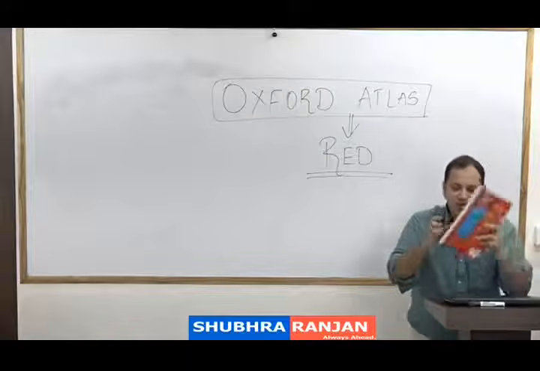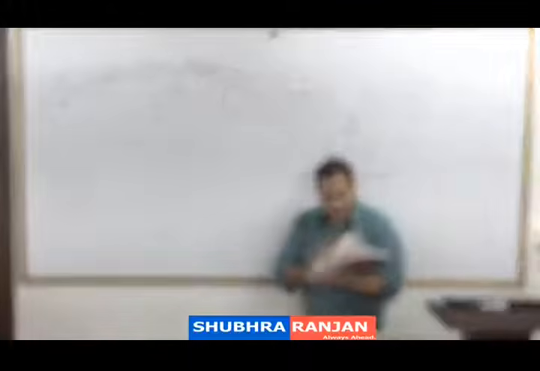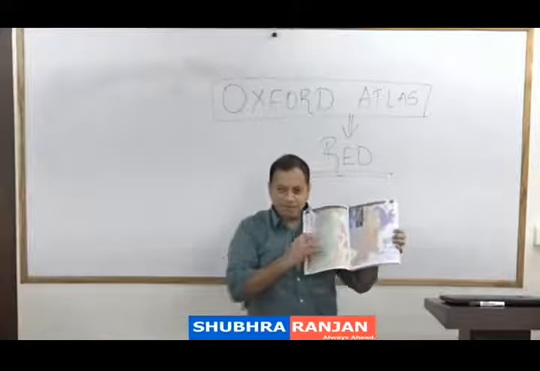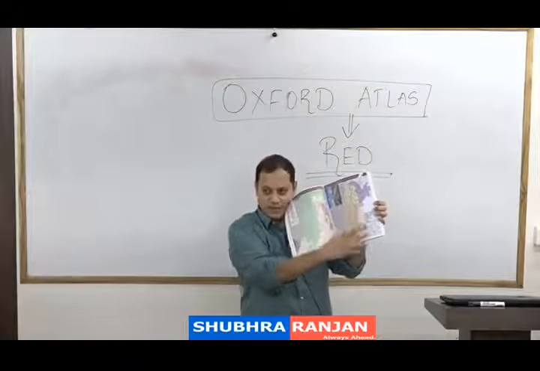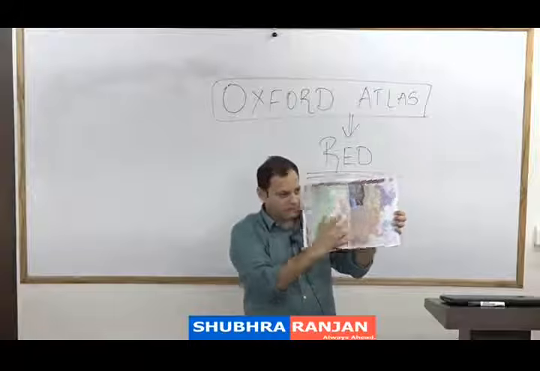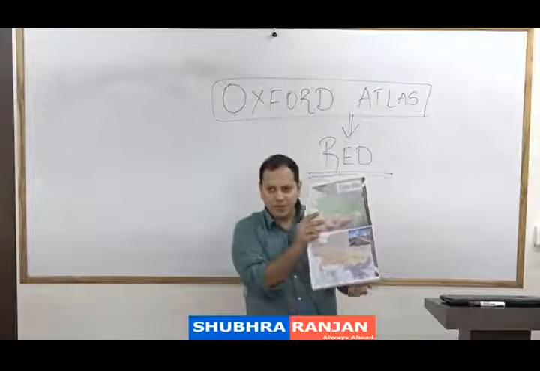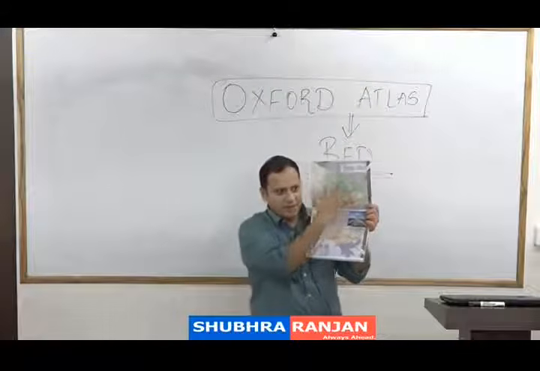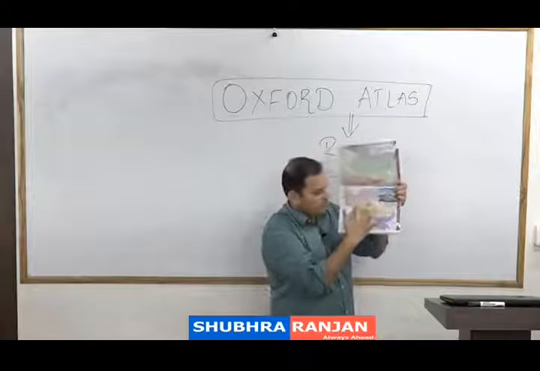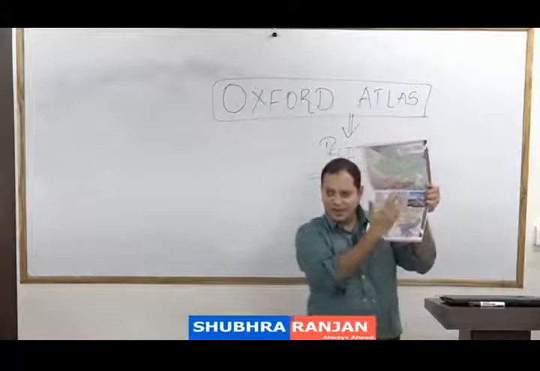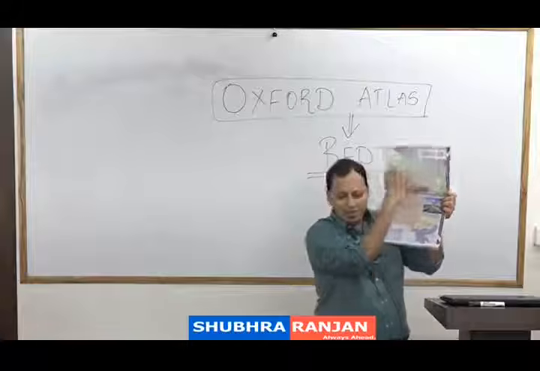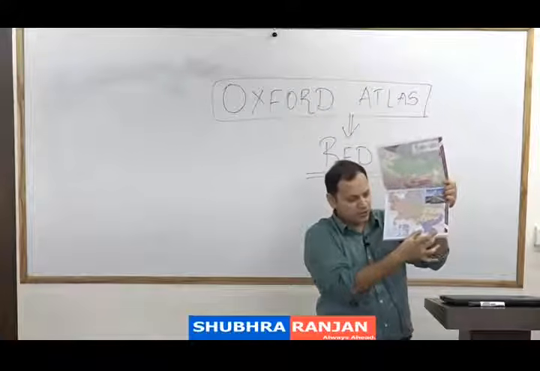The second reason for this atlas is, this is the only atlas in which India's physical and India's political maps are given on 2 different pages. So this state here is UP, and the physical map of UP is given here. Physical means geographical phenomena, and political means cities and the states. So this map shows UP, this shows Bihar, this shows West Bengal.